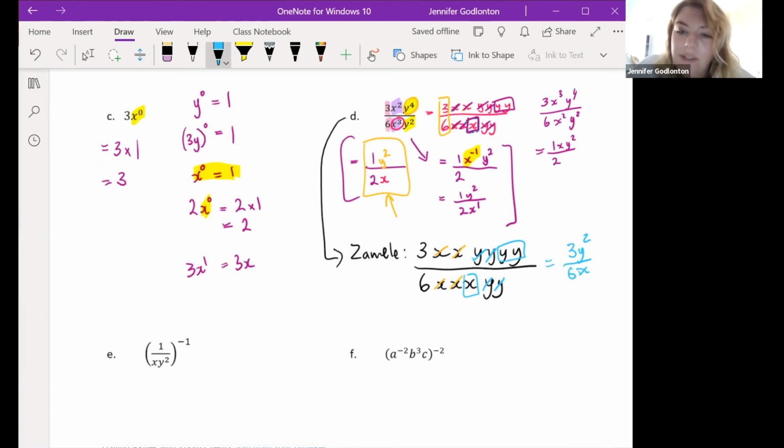And then once you've simplified those variables, then it might be a little bit easier at that point to simplify your numbers and see that the 3 and the 6 could become 1 over 2. So that would be my advice if you're really struggling with exponents. I think that would probably be the easiest thing for you to do.